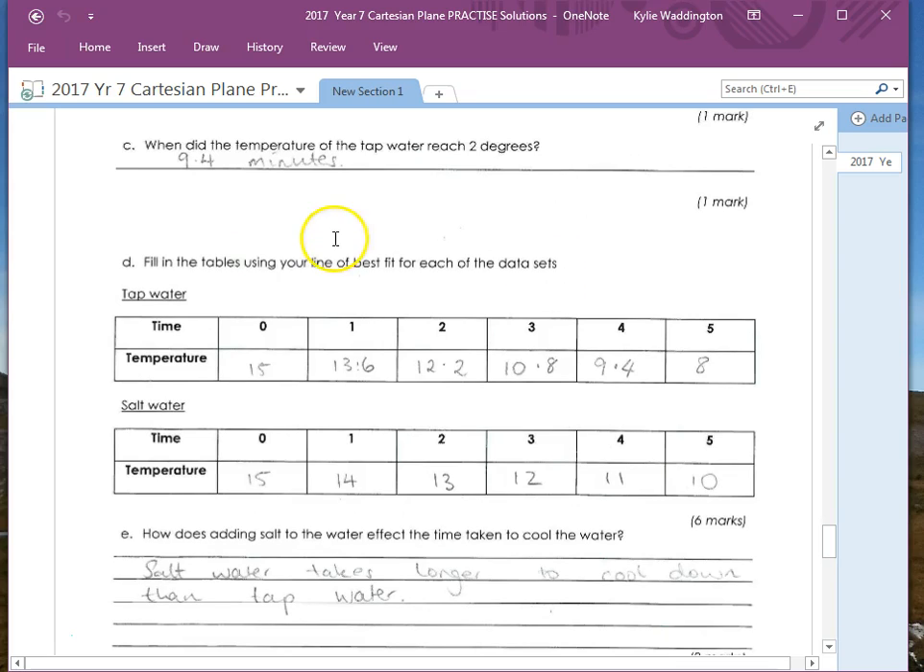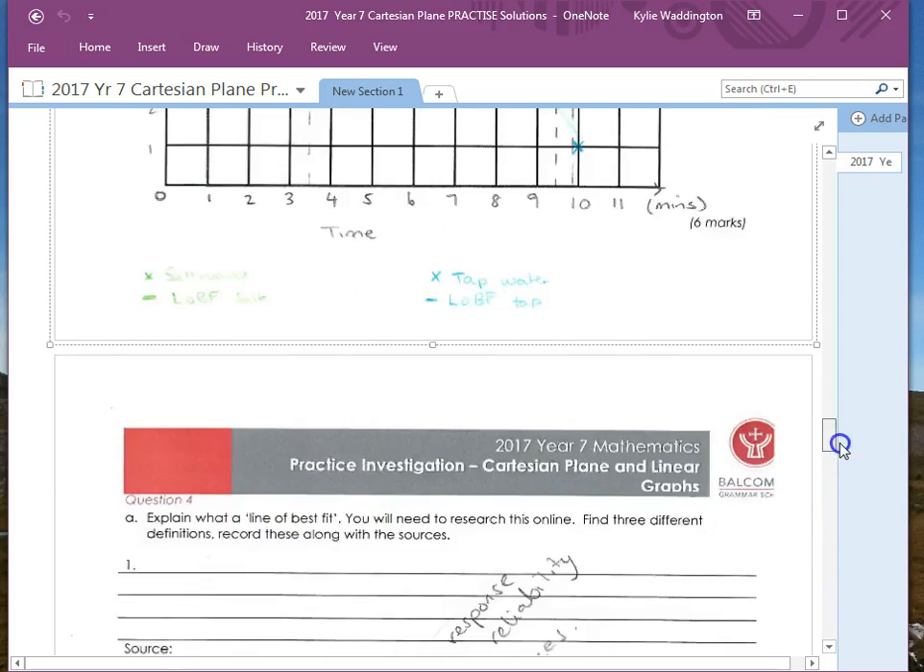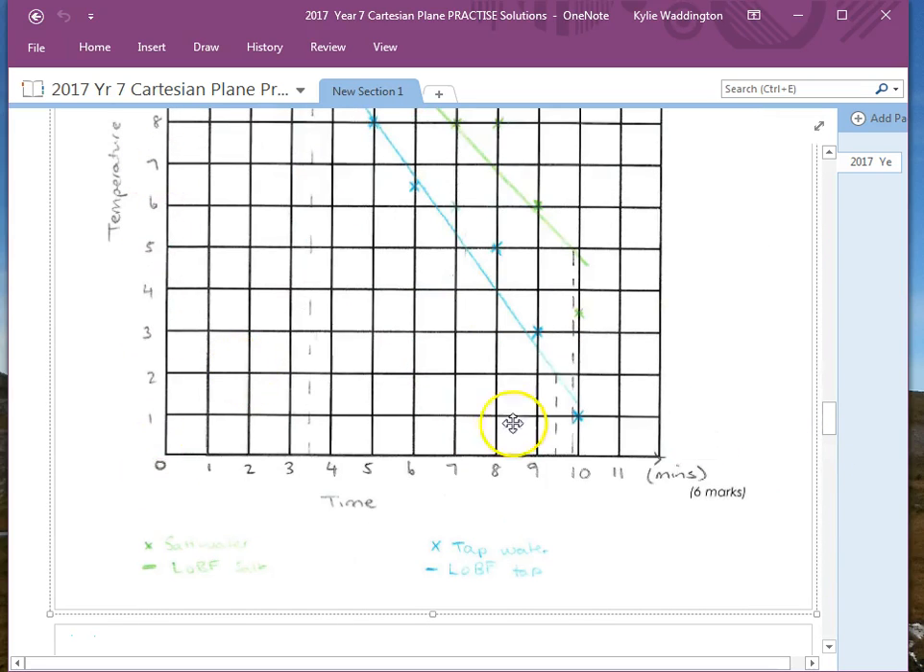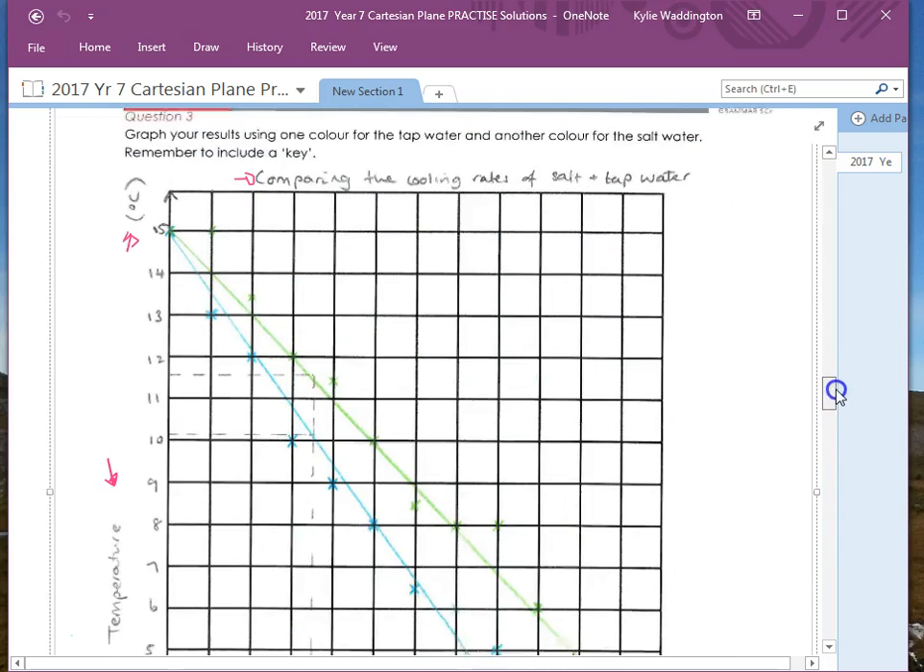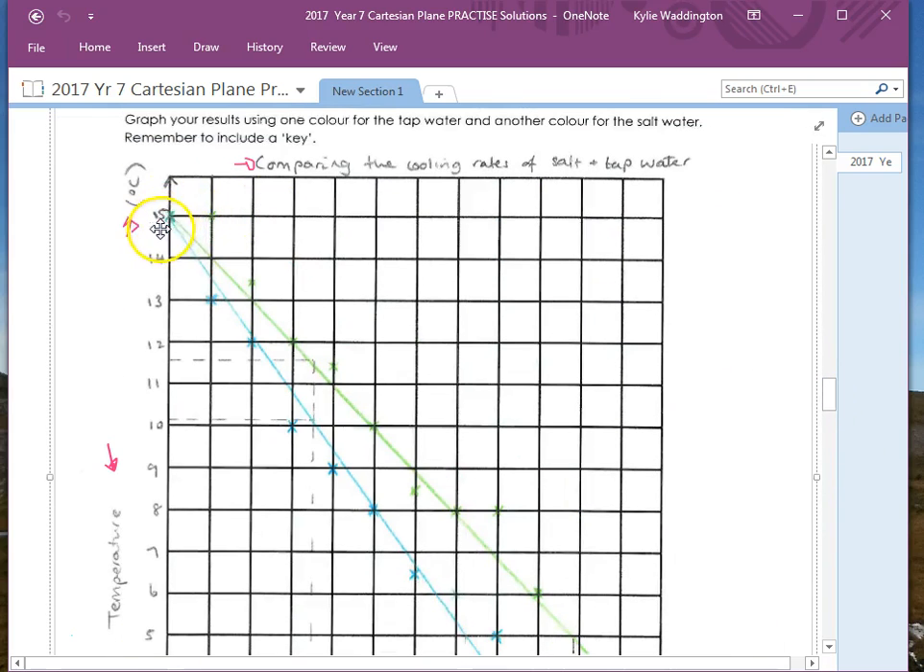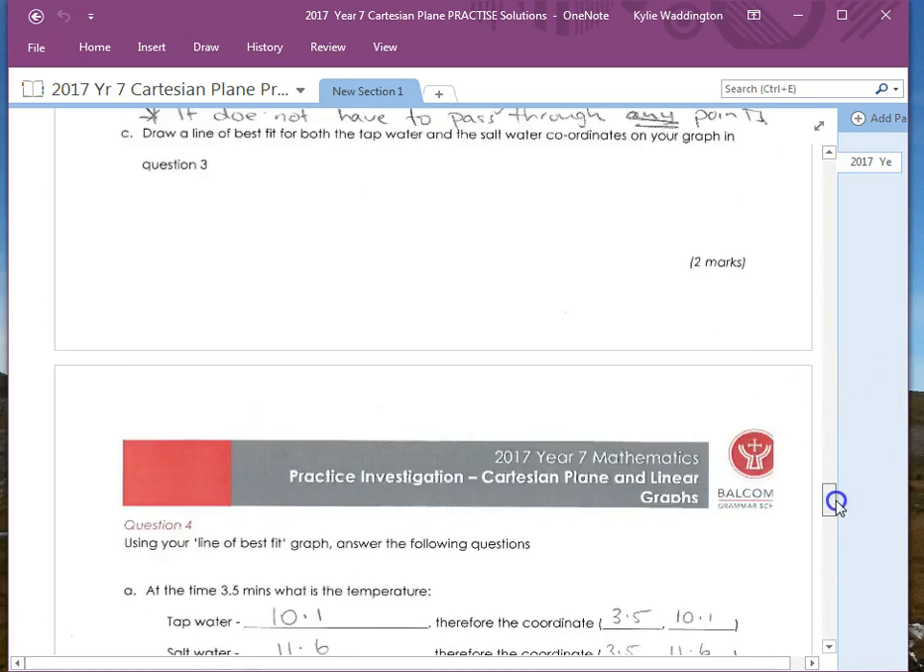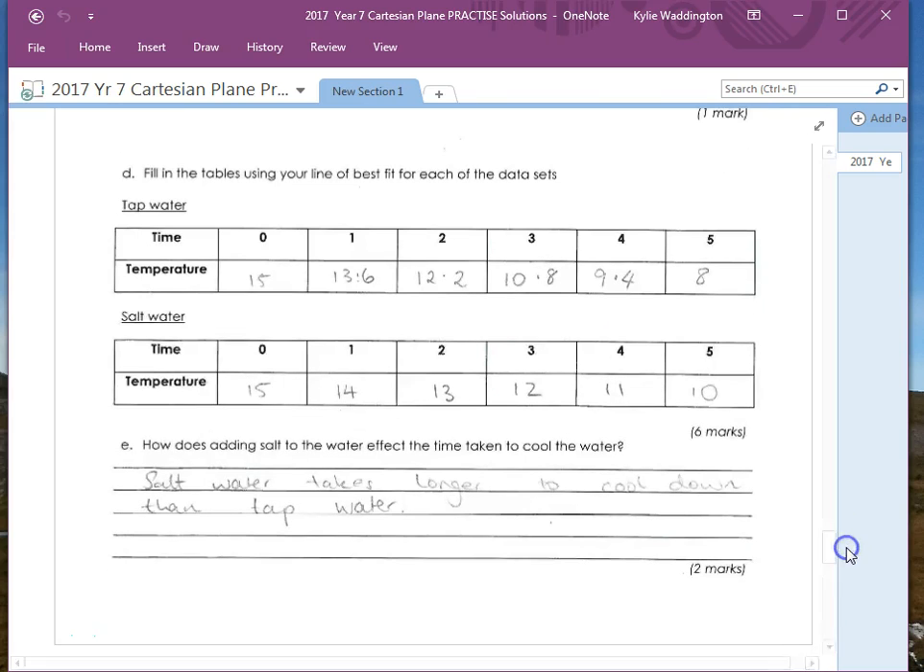Using our graph, our line of best fit, it says use your line of best fit to fill in the data points. We go back up and we just trace the lines. So at t equals 0, what temperature did the salt water and the tap water have? It was 15. At 1 minute, what did they have? 2 minutes, 3 minutes, 4 minutes, and 5 minutes. You fill those values into your table of values here. And then we can look at those graphs and describe what's happening. It appears that salt water takes longer to cool down than tap water.